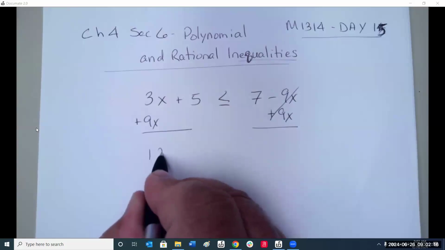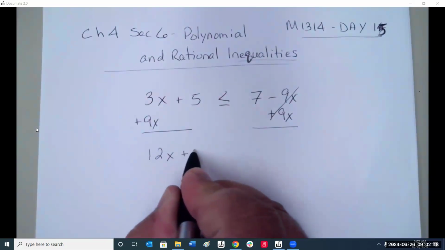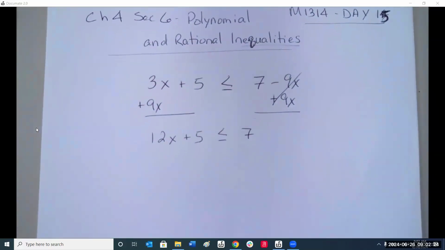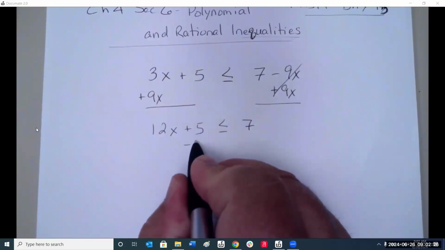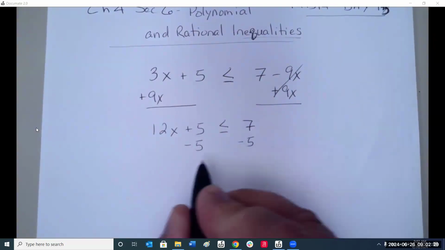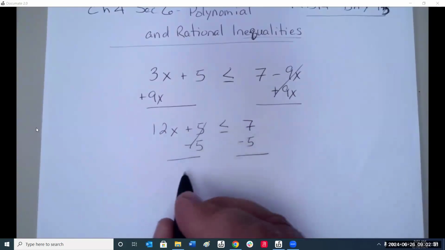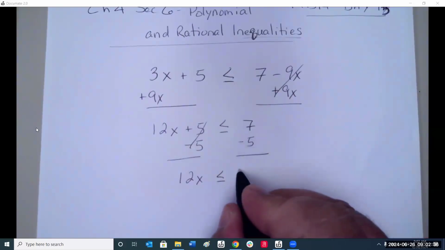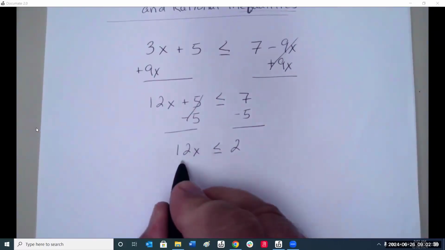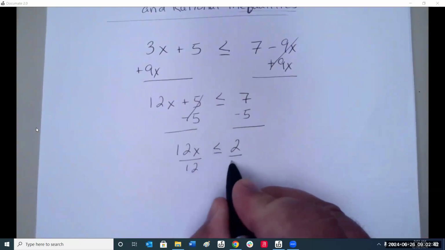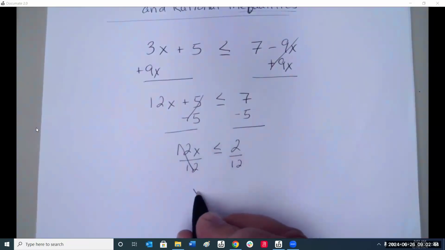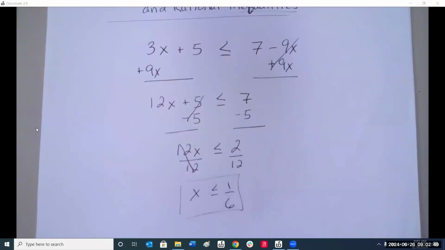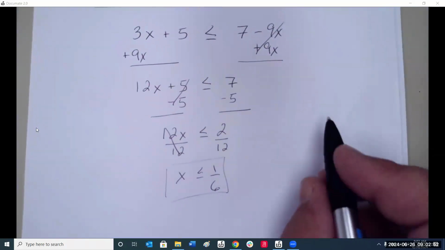3 plus 9 is 12. 12x plus 5 is less than or equal to 7. Then we have to move the non-x's to the other side. Seven minus 5 is 2. Then we divide by 12 on both sides. We get x is less than or equal to 1/6.